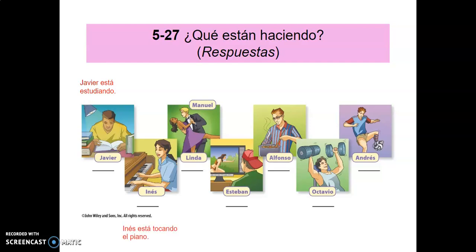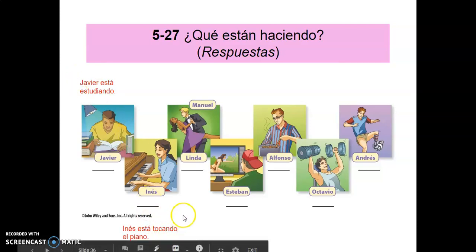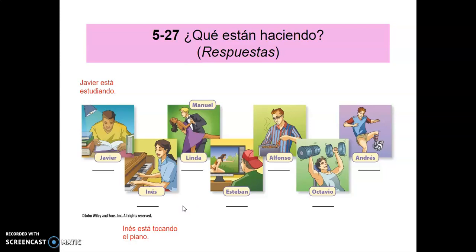And then I said Inés está tocando el piano. Está tocando el piano. You might have said tocando música. Remember that we use tocar when we're playing an instrument. You use jugar when you're playing a game or a sport. Jugar, right? But tocar is to play an instrument. Tocar literally means to touch. So think about, you're touching the keys of your instrument. You're touching the strings of your guitar. You're touching the keys of the piano. So the drums, right? So tocar is used when you play an instrument.